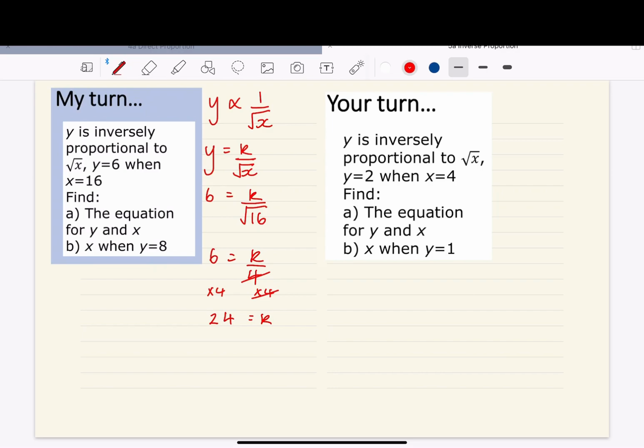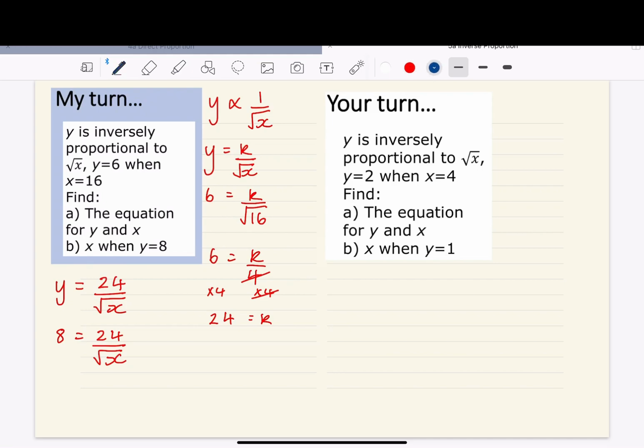Now, I need to substitute that back into my equation. I get y is equal to 24 over root x. And I substitute in what I know. I know I need 8 is equal to 24 over root x. This is the most difficult step because you need to know your square roots to know what you need.